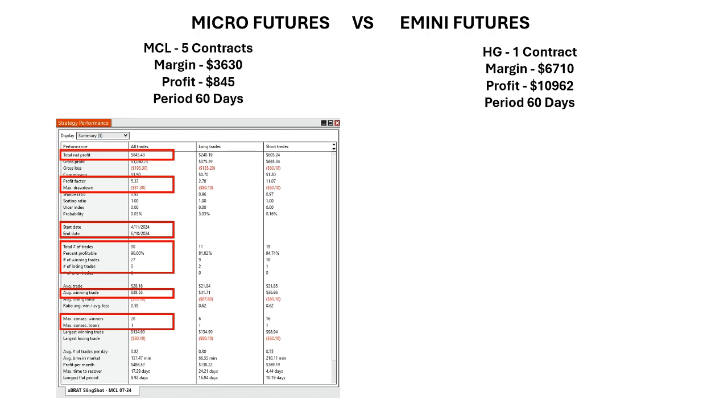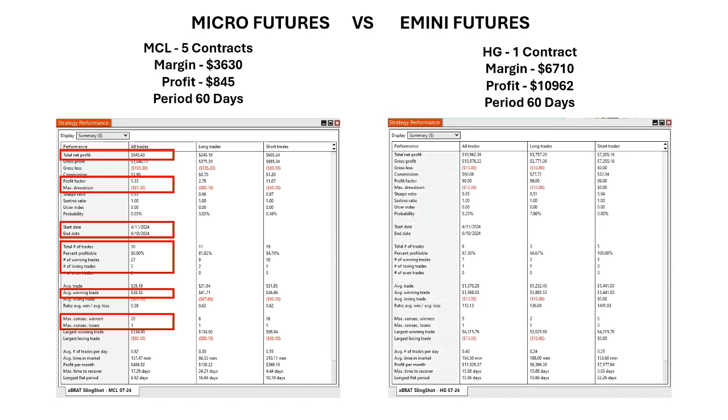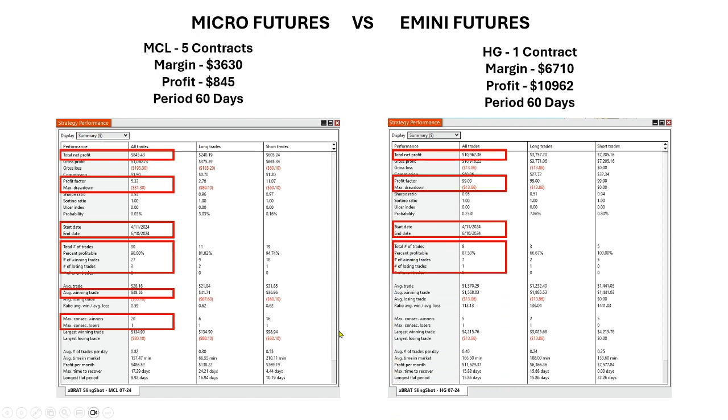The profit, however, is over 1,000% more, from $845 to $10,962 in the same 60-day period. Optimized the same way, using the same method that I teach all of our ASB users. $10,962 profit. Profit factor off the roof. I've had one little loser at $13.86. Same time period. Only 8 trades this time though.